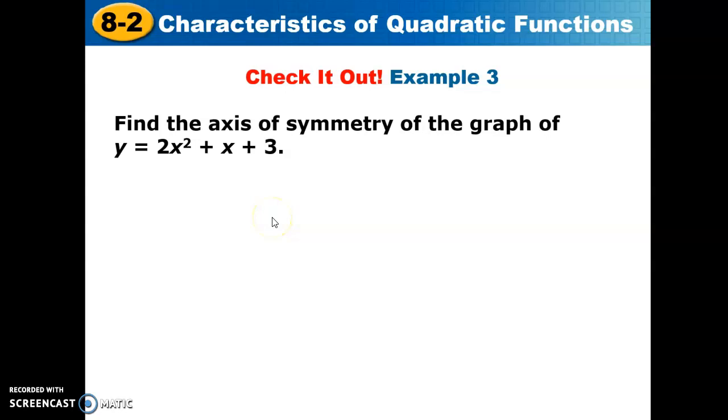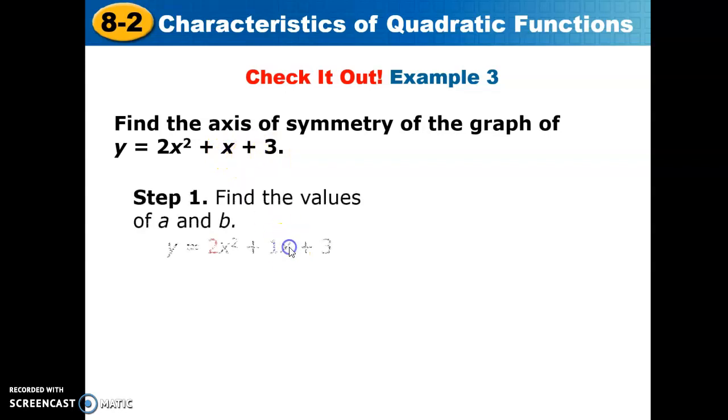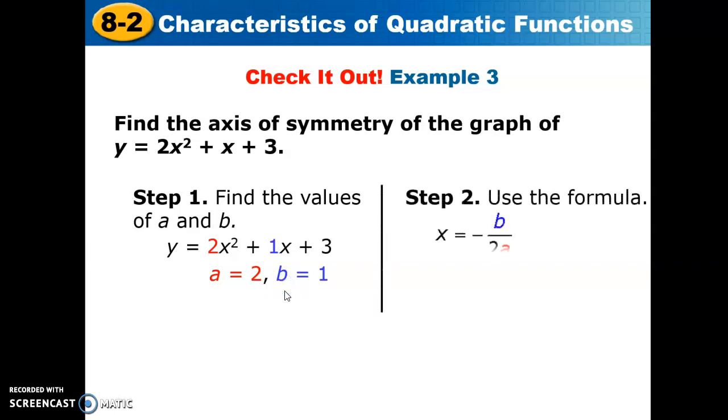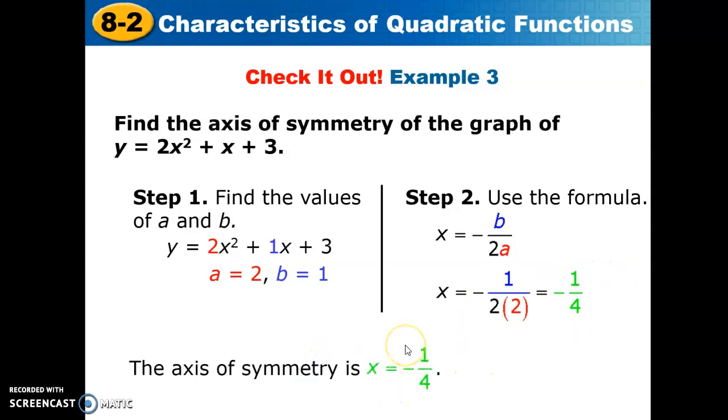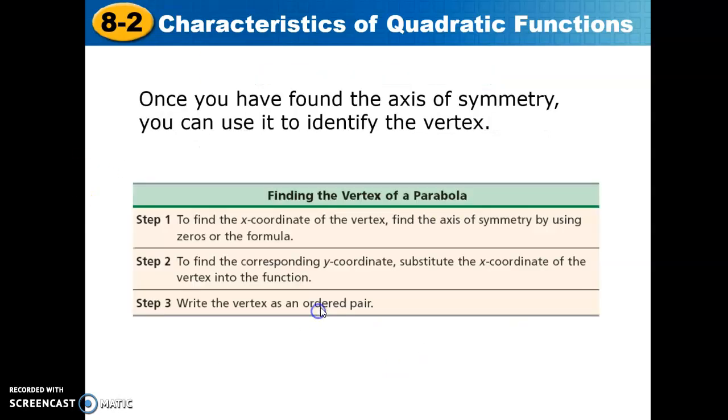All right, how about this one? Let's find the axis of symmetry of the graph of y equals 2x squared plus x plus 3. Our a is 2 and our b is 1. We're going to plug and chug into our formula, negative b over 2a. So it's negative 1 over 2 times 2, or negative 1/4. Our axis of symmetry is negative 1/4. Again, that would be super hard to just extrapolate from looking at a graph. This formula comes in handy.